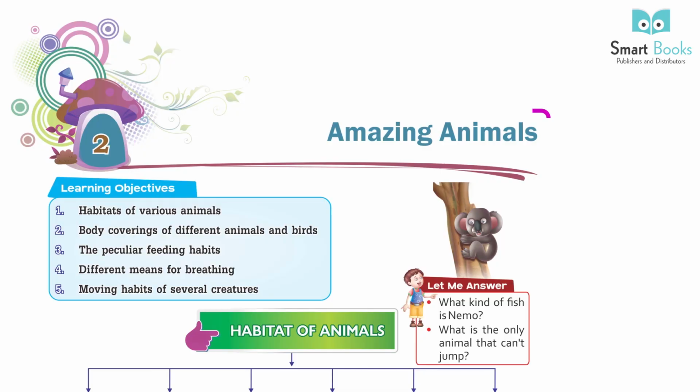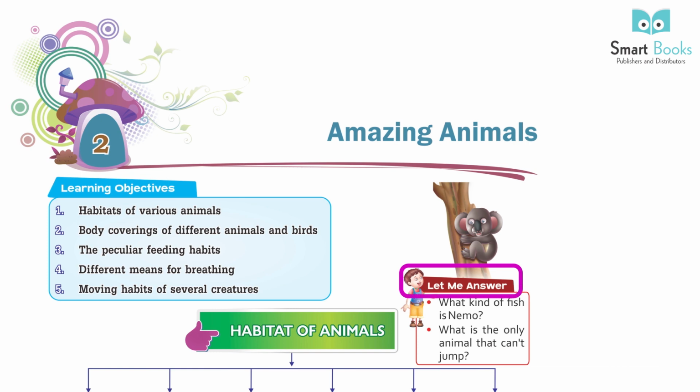Chapter 2: Amazing Animals. Learning objectives: 1. Habitats of various animals. 2. Body covering of different animals and birds. 3. The peculiar feeding habits. 4. Different means of breathing. 5. Moving habits of several creatures.